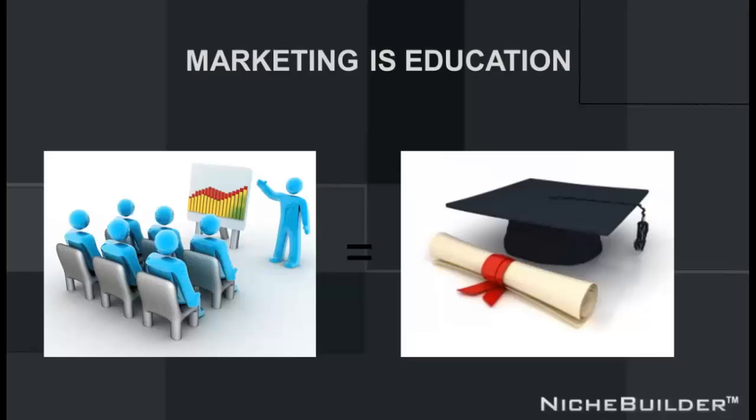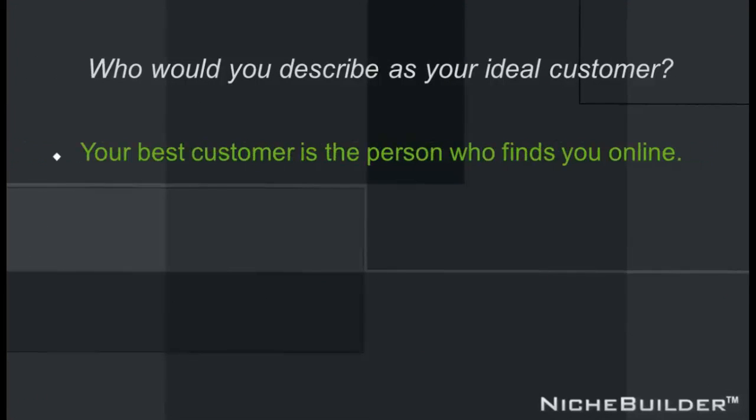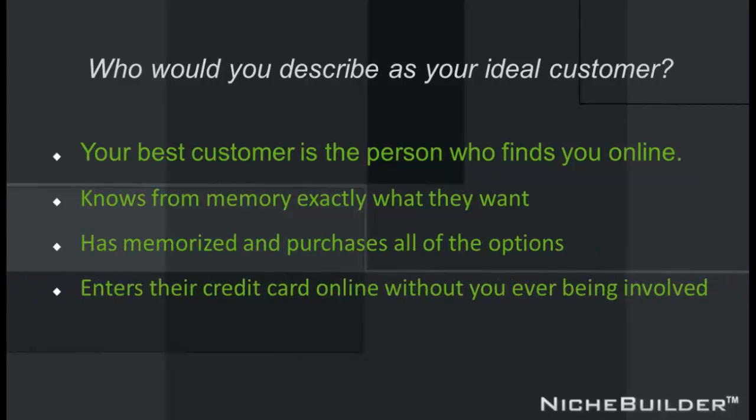At the root of people's information needs, you have to look at what people are looking for. Well, generally, they're looking for more knowledge in a particular field. And this knowledge helps them become better at X. Let's look at it this way. Who would you describe as your ideal customer? Your best customer is going to be the person who finds you online, knows from memory exactly what they want, they've memorized and then purchased all of the options, and then they put their credit card online without you ever being involved, right? That sounds like a pretty good customer to me.